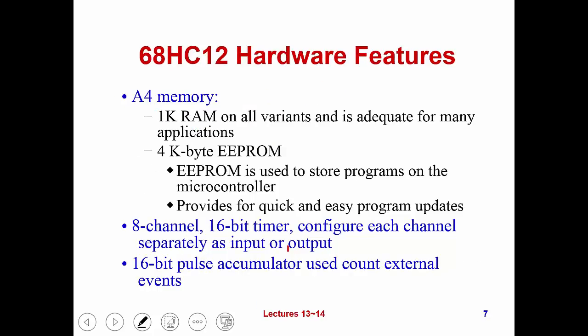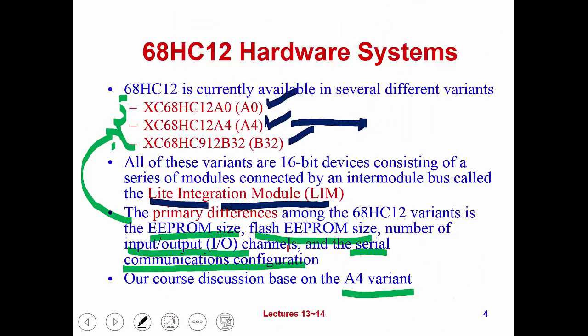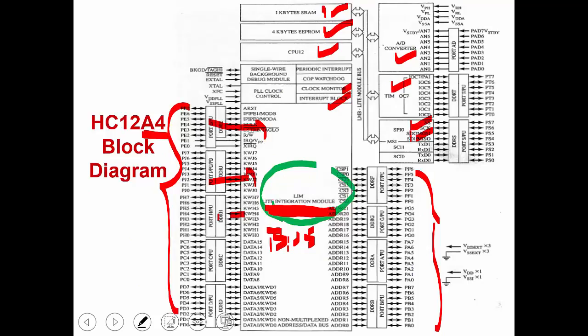Let's talk a little bit more about A4. As I show here, it has 1K RAM, and the EEPROM is 4K bytes. That's why I call it the A4 version.